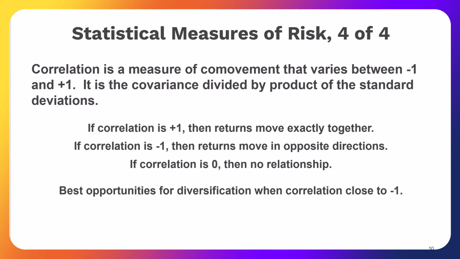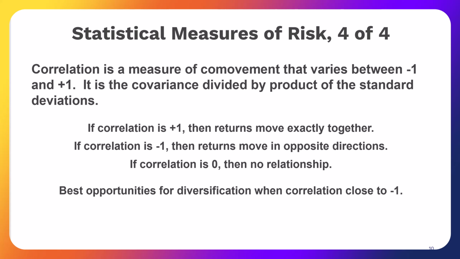So just to continue our discussion of correlation, it measures covariance, a co-movement, right? If it's +1, it means they are exactly equal to each other. -1 means they are exactly opposite of each other. So the best opportunities for diversification are when correlation is close to -1. However, as long as correlation is less than +1, we will see some benefit to diversification from combining those assets.